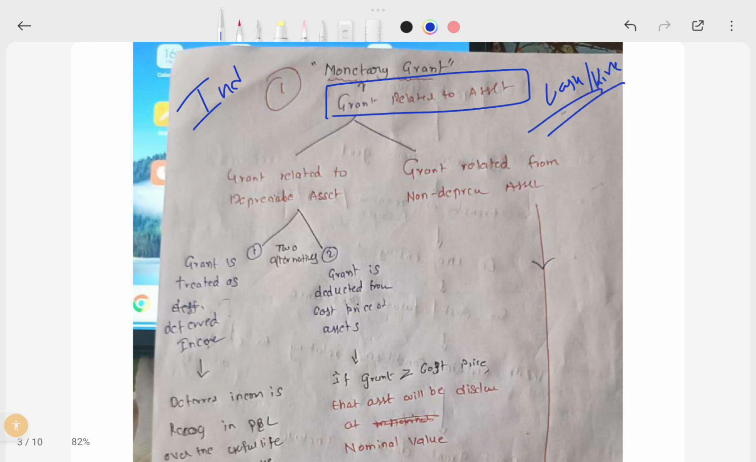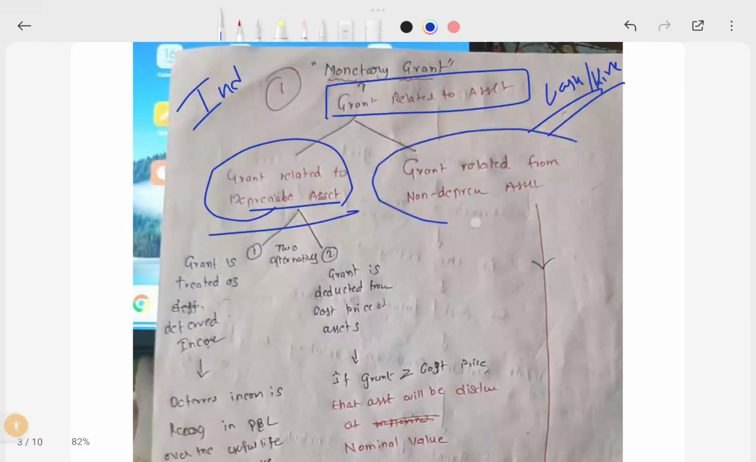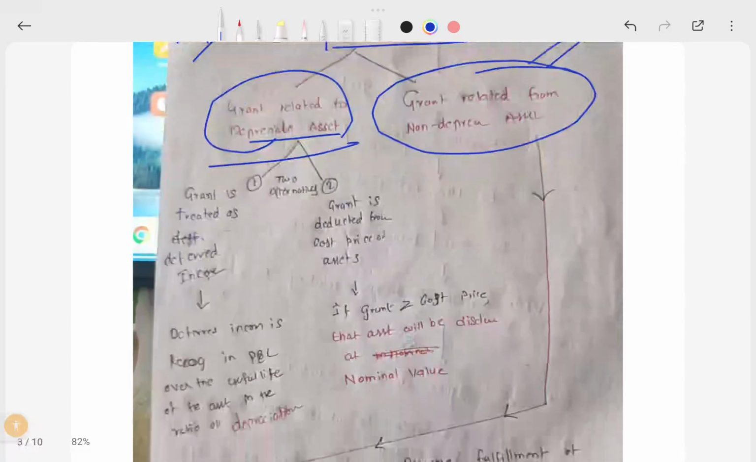All these have to be checked once: whether it is cash or kind, and whether the grant is related to a depreciable asset or a non-depreciable asset. If it is related to a depreciable asset, there are two alternatives. One, the grant is treated as deferred revenue, or the grant is treated as deducted from the asset.